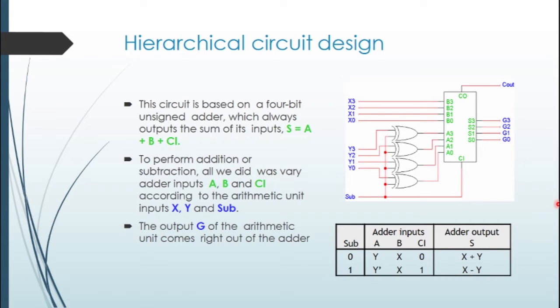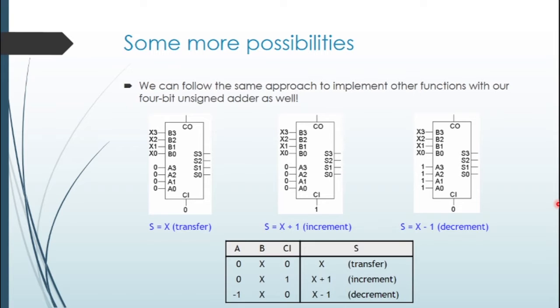So this is the basic concept of a simple adder subtractor circuit, and this will be very helpful for our ALU design. So some more possibilities: what more we can do with the same adder subtractor circuit, a simple 4-bit adder circuit. Here are a few examples of the more possibilities. S is equal to x, simply a transfer function. Basically it's a simple buffer, or you can say you can transfer x into the output.